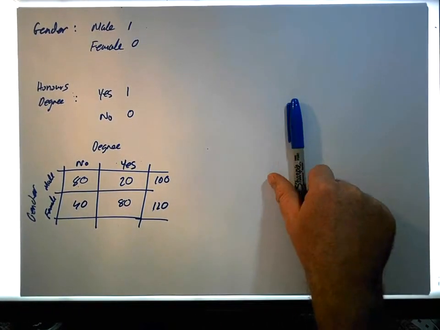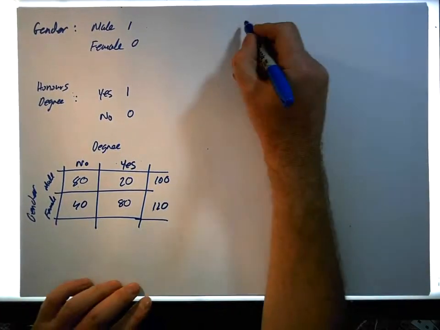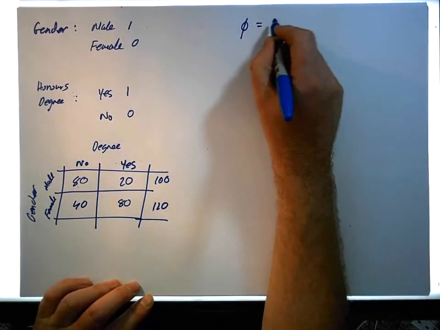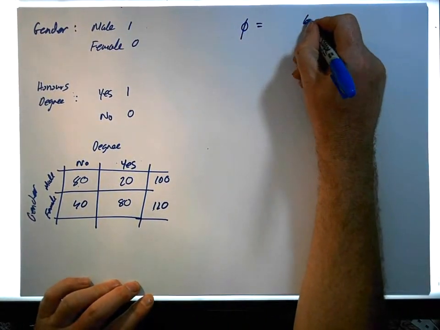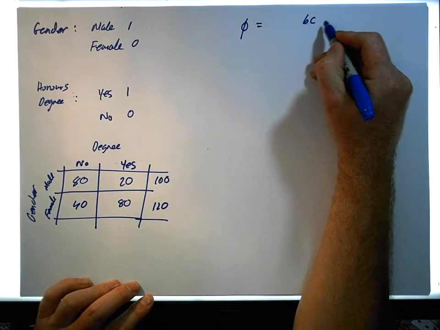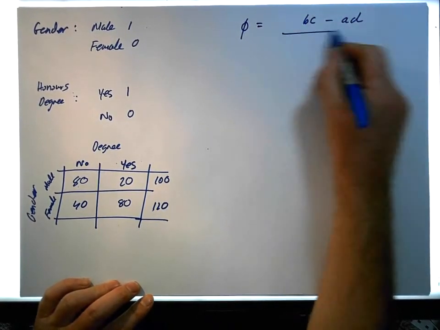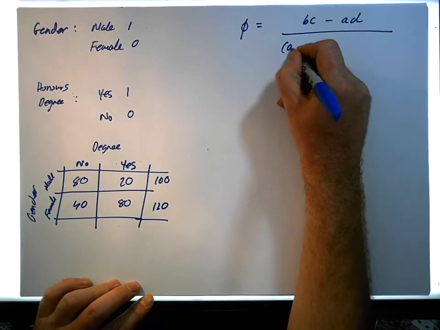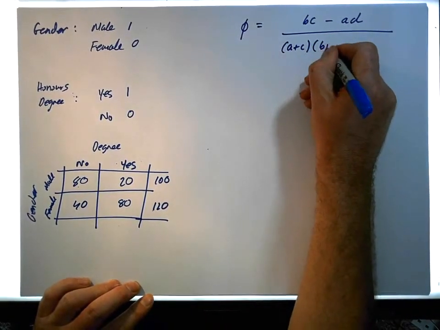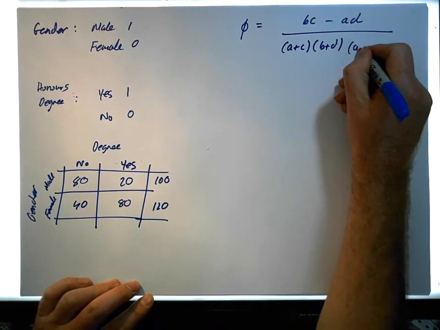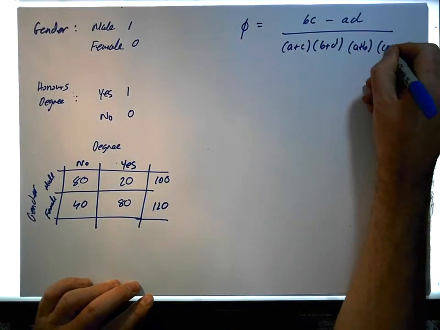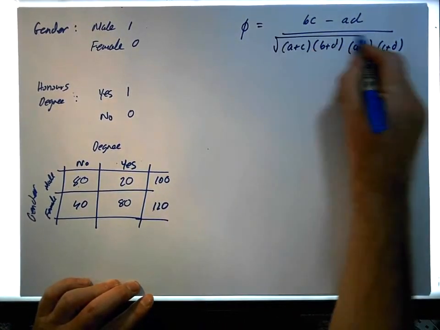So in relation to our formula, once again, let's write the formula down here. Phi is equal to the product of the two frequencies in cell B and C minus the product of the frequencies in cell A and D, divided by A plus C times B plus D times A plus B times C plus D, and it's the square root of that.